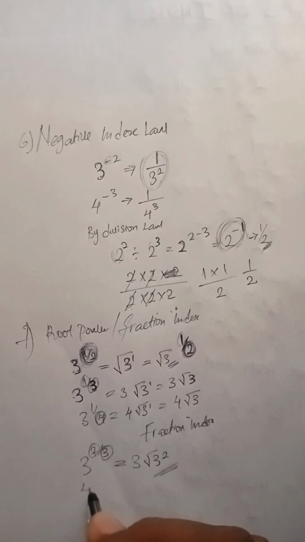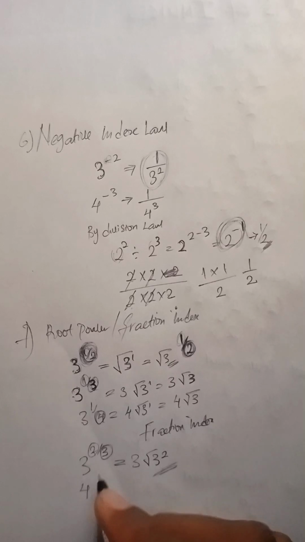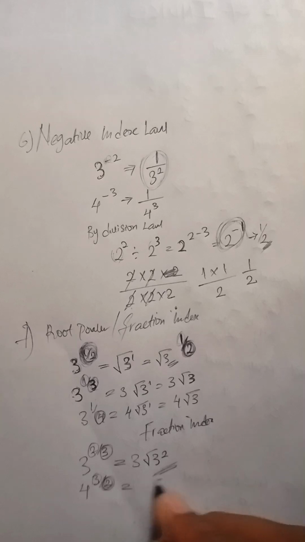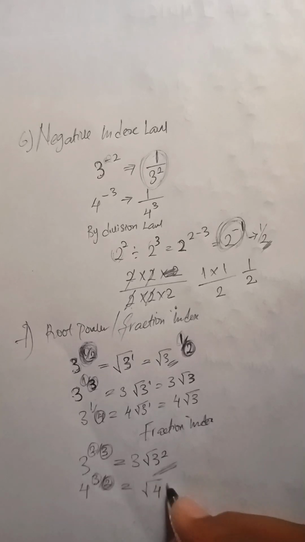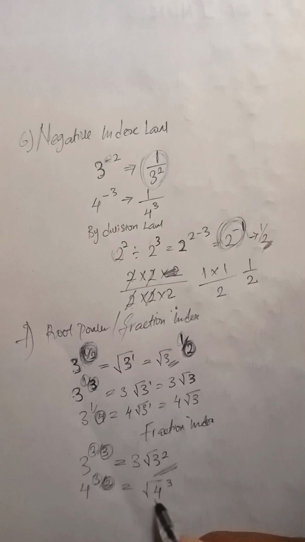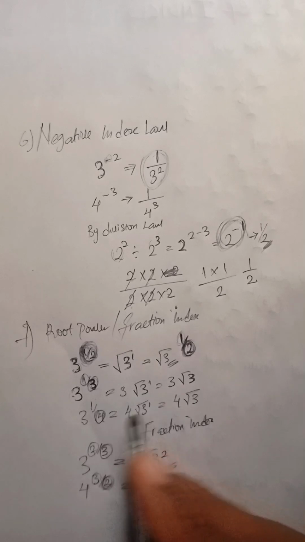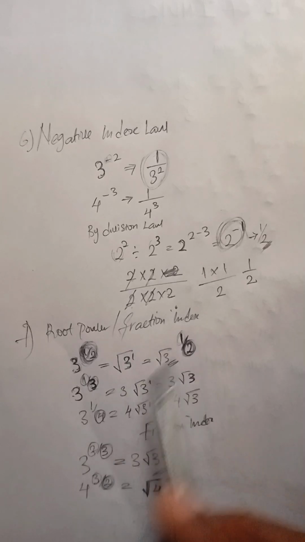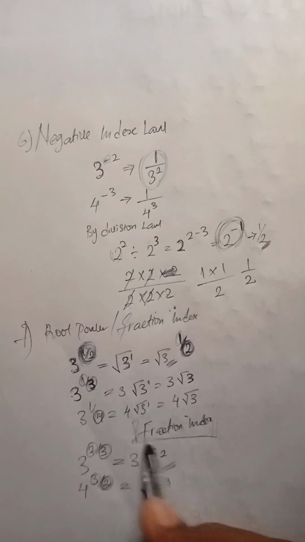Then if we have, let's say, let's change the number, 4 raised to the power of 3 over 2. Then we have to take note of the root and the power. So the root here is 2. That will be the square root of 4 raised to the power of 3. The square root of 4 raised to the power of 3. So that's all we have for the 7 or the 8 laws of indices, with the fraction index making it 8 laws of indices.